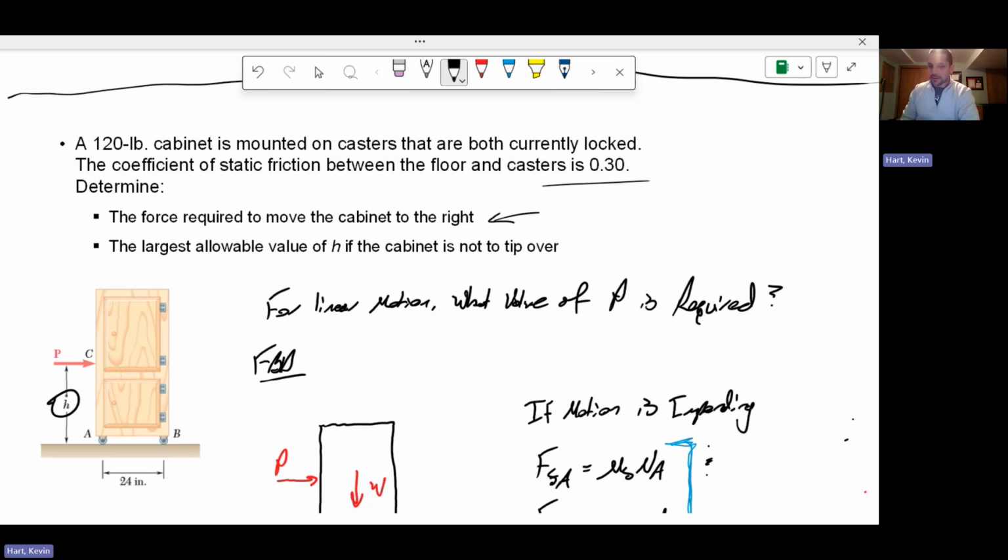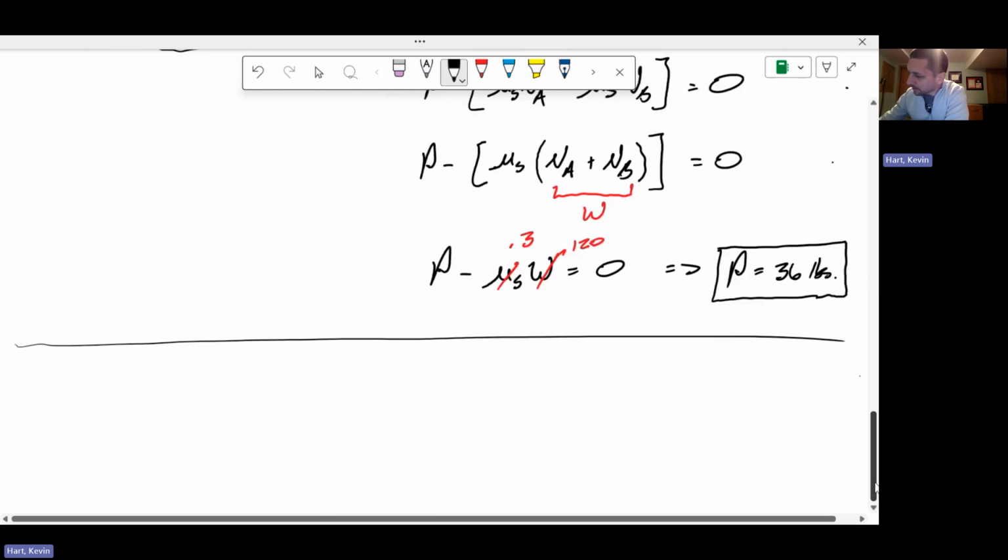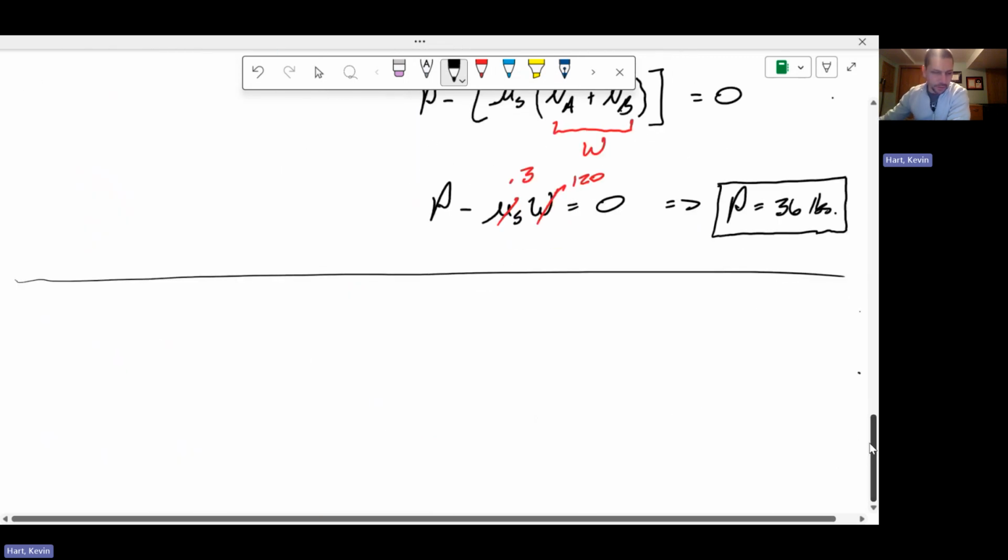Here now we got to think about, all right, if that force P is applied at a certain height, this cabinet could tip over. I think we kind of all have sort of experienced that in our life. So how do we approach this portion of the problem then?